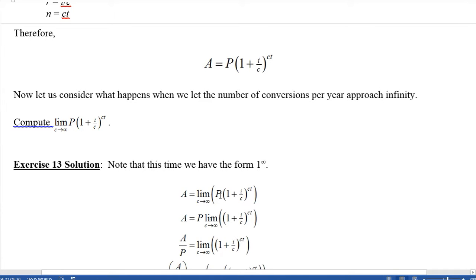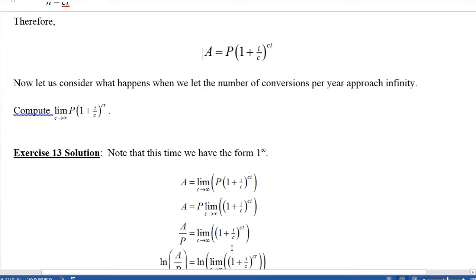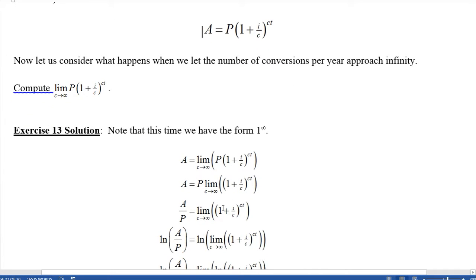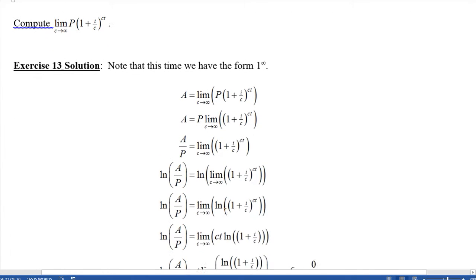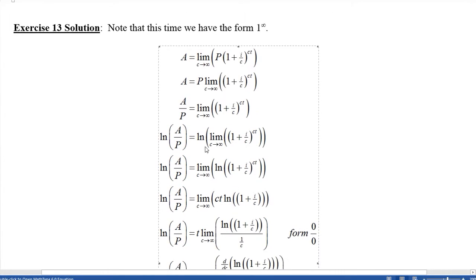Now I'm going to pull the P out front of the limit because it's a constant, and then I'm going to divide both sides by P. And I'm going to do that before I take the logarithm. Now, take the logarithm of both sides, switch places with the log and the limit here, and then bring the power out front. That T is not changing as C changes, so I can pull it out front here. And then we have the limit here of natural log of 1 plus I over C.